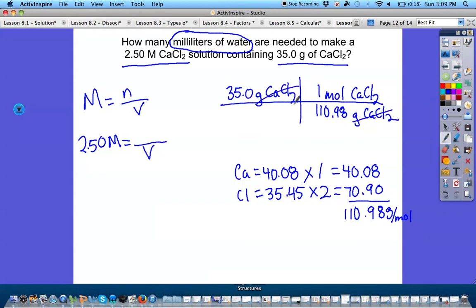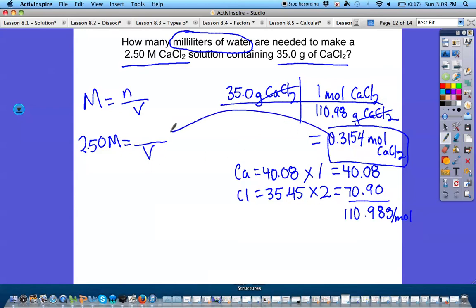Grams of calcium chloride is going to cancel. 35 times 1 is 35 divided by 110.98, and you should get 0.3154 moles of calcium chloride. So now we can plug this in to our equation.